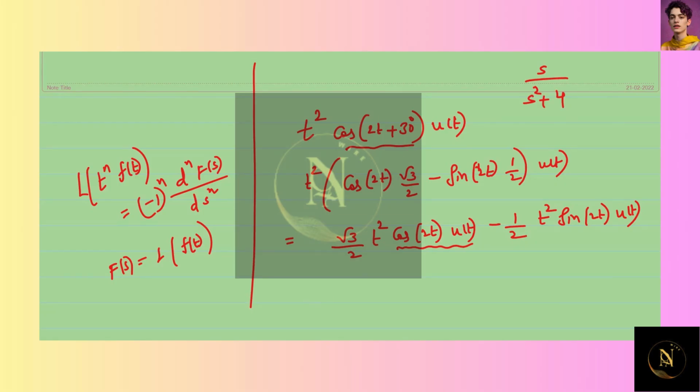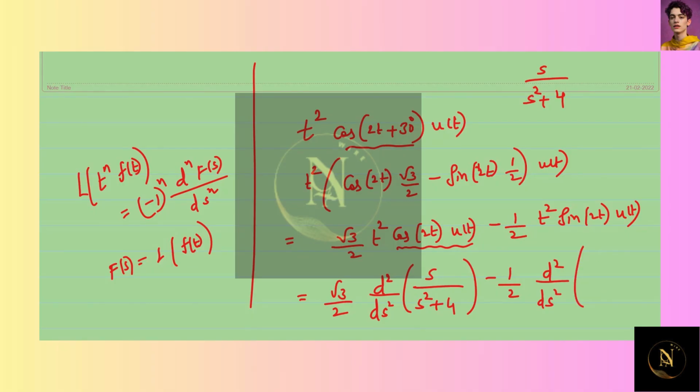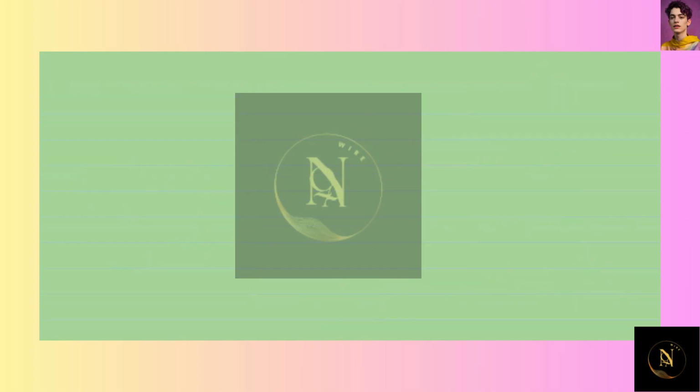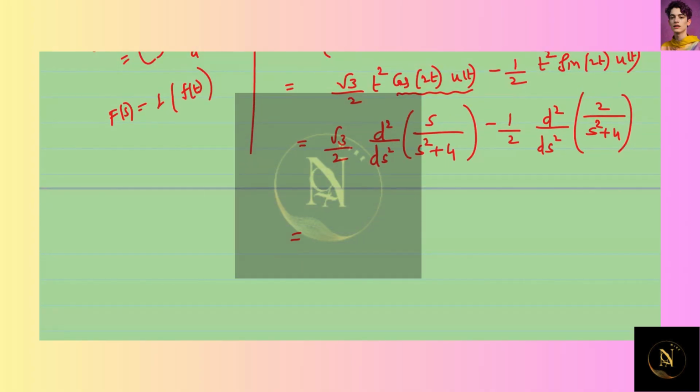Now you are multiplying with t square, so it will be root 3 by 2 into the double derivative d square by ds square of s by s square plus 4, minus half into, similarly, d square by ds square of the Laplace transform of sin 2t u of t, which is 2 by s square plus 4. So basically we need to double differentiate now. So it is root 3 by 2 into, I'll put a bracket for the double differentiation, minus half of, I'll put a bracket for this double differentiation.